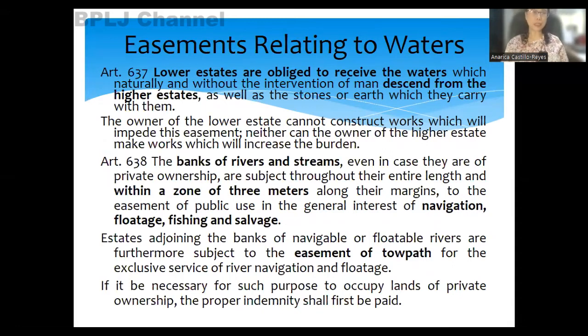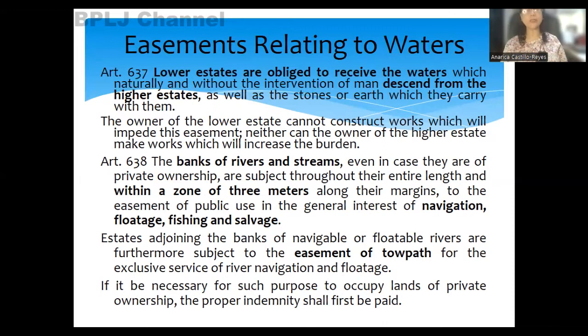Okay? The first kind of legal easement is easements relating to waters. Article 637 establishes the easement of the flow of water from the higher to the lower estates. It states that lower estates are obliged to receive the waters which naturally and without the intervention of man descend from the higher estates, as well as the stones or earth which they carry with them. So the owner of the lower estate cannot construct works which will impede this easement, neither can the owner of the higher estate make works which will increase the burden. Remember the previous case of Lunod versus Meneses? This refers to the easement of the lower estates receiving waters from the higher estates.